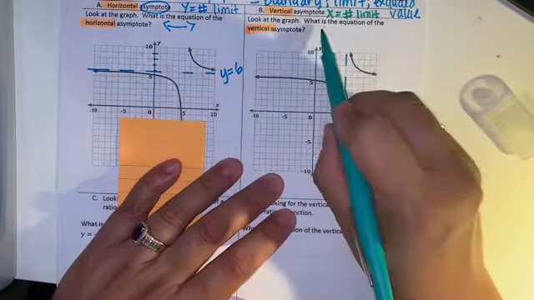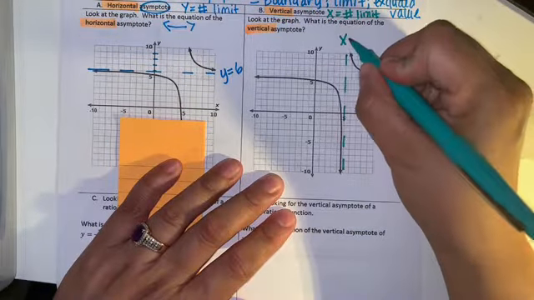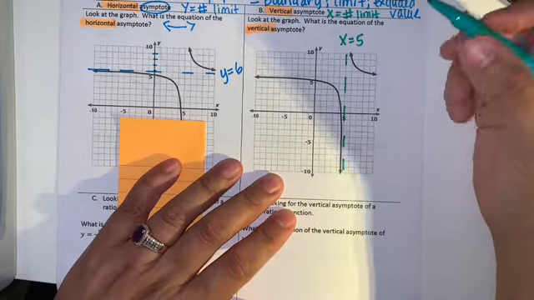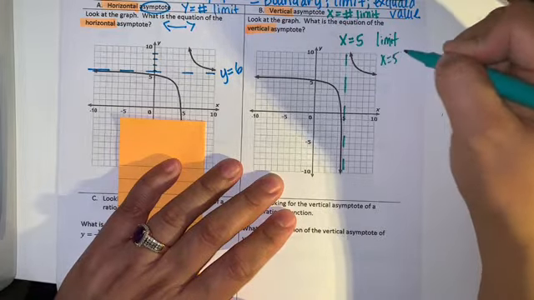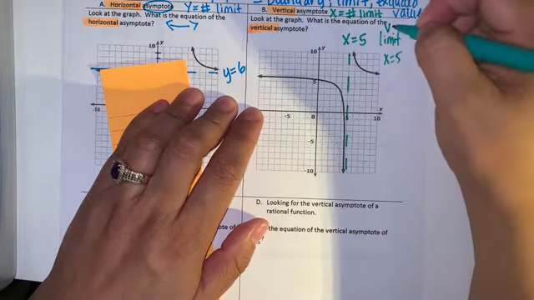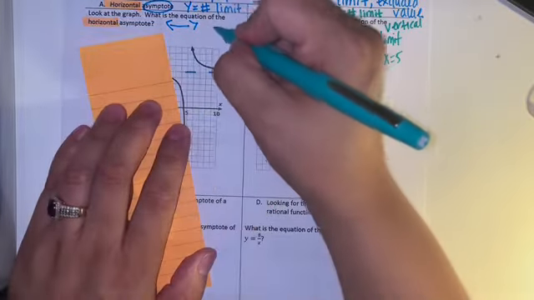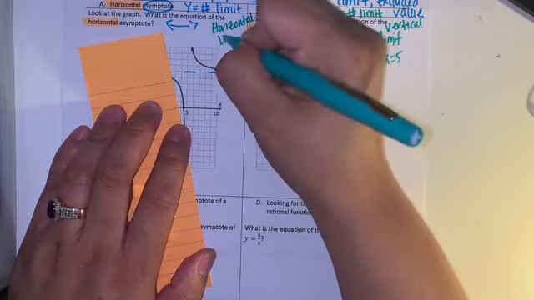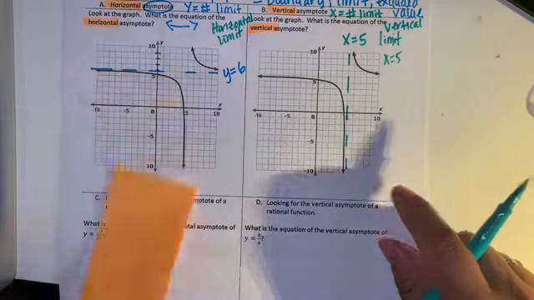It says write the equation. So x equals 5 is your limit, which is also your boundary. If I asked you for a limit, you would say that x equals 5. If I asked for the vertical limit, you would say x equals 5. If I asked you for the horizontal limit, you would say y equals 6.